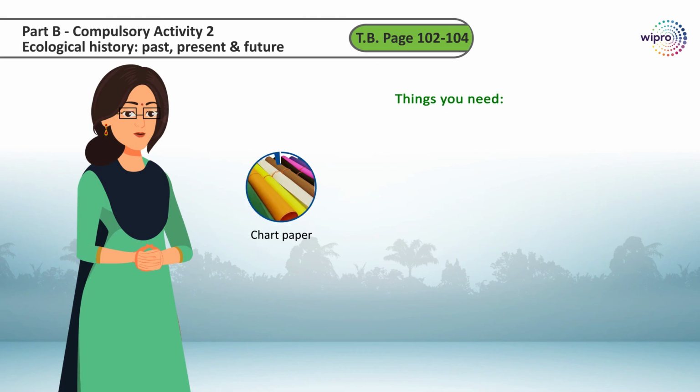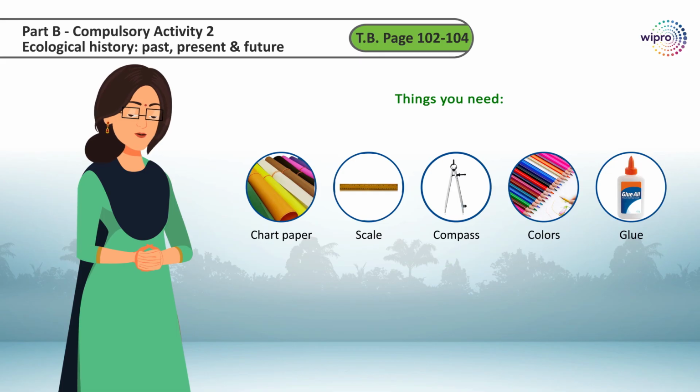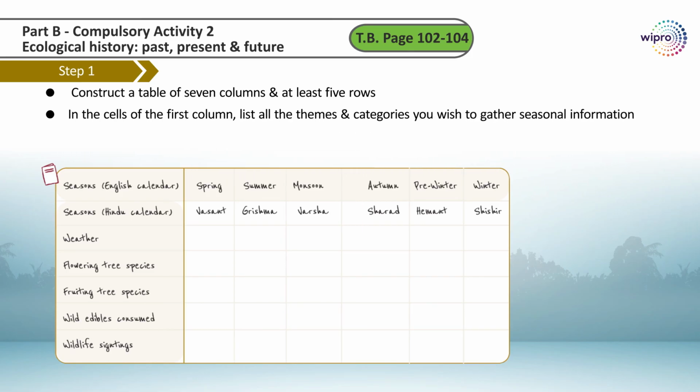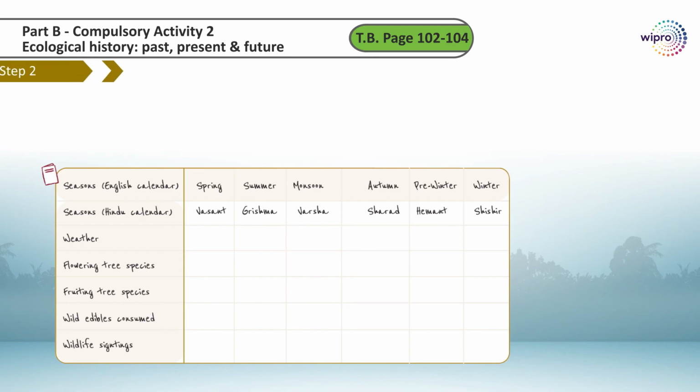You will need chart paper, a scale, a compass to draw circles, colors, and glue for this activity. Step 1. Construct a table of 7 columns and at least 5 rows. In the cells of the first column, list all the themes and categories you wish to gather seasonal information for, such as weather, flowering and fruiting of local trees, wildlife sightings, wild edibles consumed, etc. In the cells across the top row of the next 6 columns, write the names of the seasons as they are known locally.